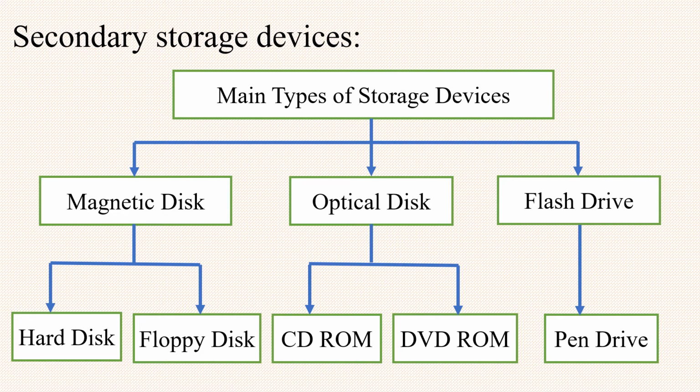Now floppy disk we are not using nowadays, because it had very limited size. The second type of secondary storage device here is the optical disk. For the optical disk, we can take the example of the CD-ROM or the DVD-ROM, the CD or the DVD that we are using. And the third type of secondary storage is the flash drive. Now pen drives, everyone of us is using this. The pen drive is called a flash secondary storage device.